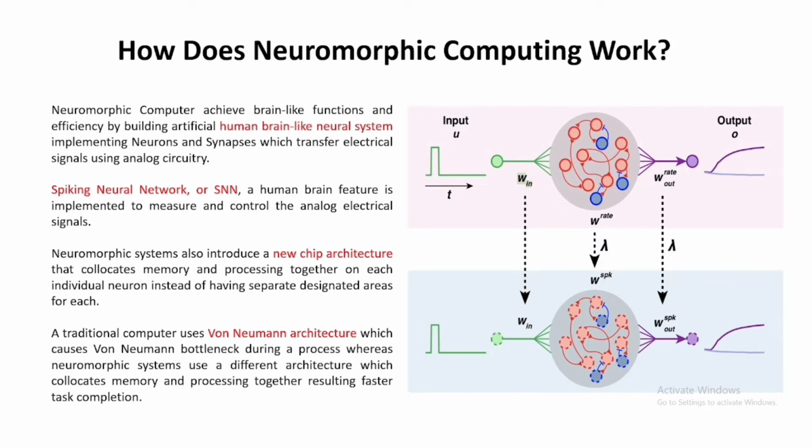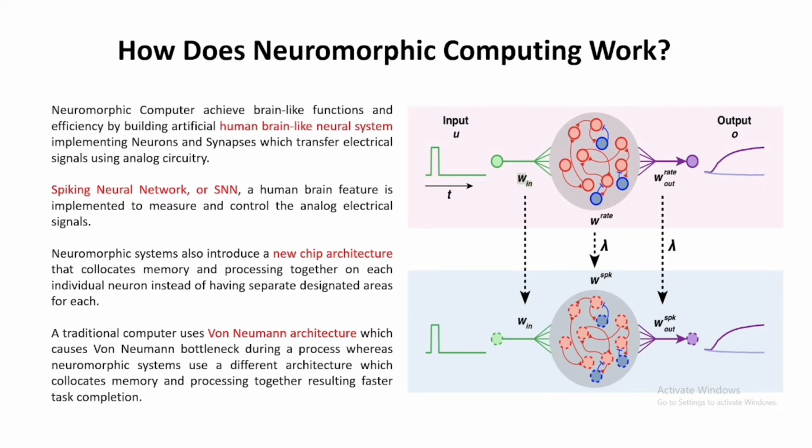Neuromorphic systems also introduce a new chip architecture. Now, what are new chip architectures? This kind of architecture collocates memory and processing together on each individual neuron instead of having separate designated areas for each. As a result, memory and processing take place simultaneously on each individual neuron, instead of taking up a lot of time for processes to take place in different neurons. So this further proves that neuromorphic computing is trying to achieve brain-like functions and faster computing.